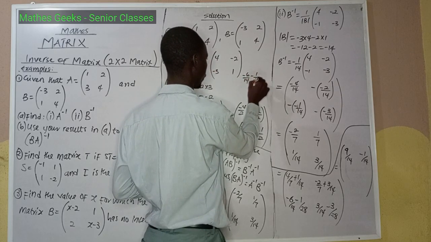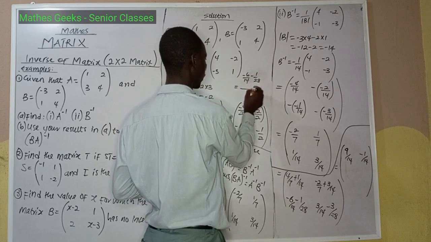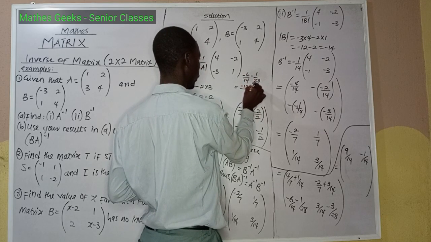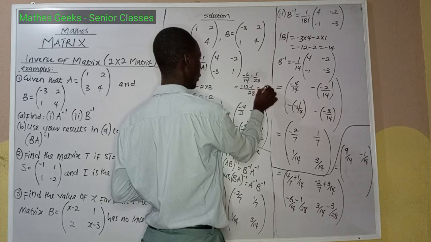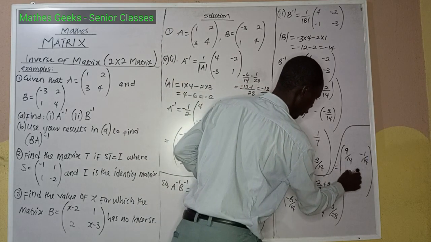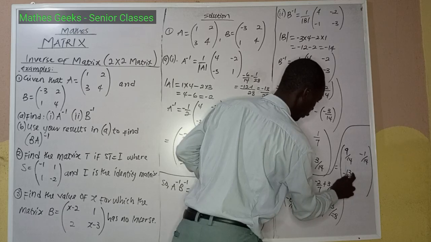Minus 1 over 28. 28. 14 times 2, minus 12 minus 1. That's minus 13 over 28.